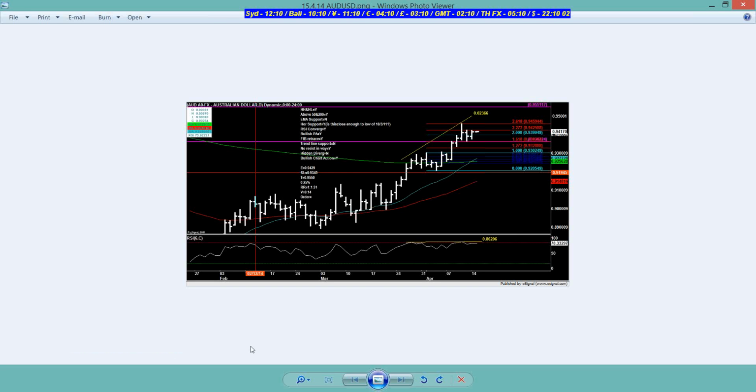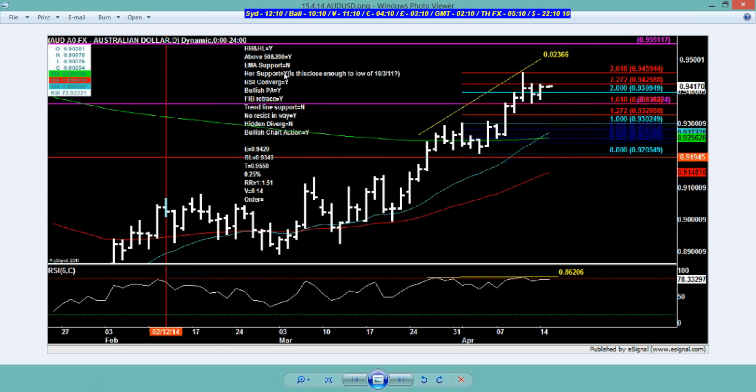Aussie dollar. The question is going long. Higher highs and higher lows, yes. Above the moving averages, yes. Horizontal support, yes. This is close enough to lower the 10th to the 3rd. RSI convergence, yeah. Bullish price action, no. That's an inside bar. Fib retracement, no.